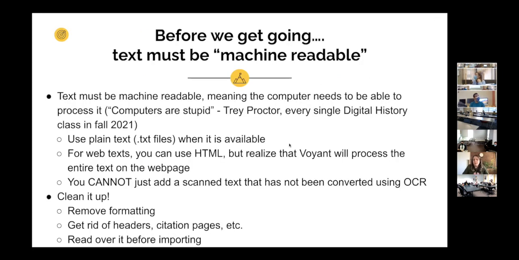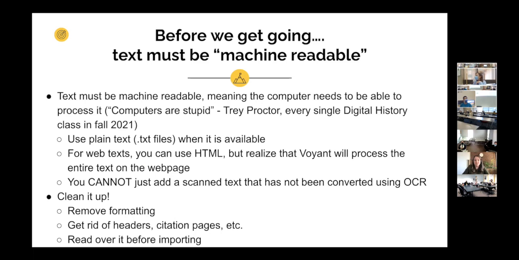So let's go ahead and start playing in Voyant. But before we do that, we have to talk a bit about machine readable. So I hope Trey appreciates this, but I did quote him a bit here in my first point. Text must be machine readable, meaning the computer must be able to process it. So as Trey tells the students pretty much every day in his digital history class, computers are stupid. They cannot just take any text you throw in there and figure it out. You have to clean it up, and it has to work with the programming that has been done in the application. So it has to suit what Voyant has in order for the text to actually be read.